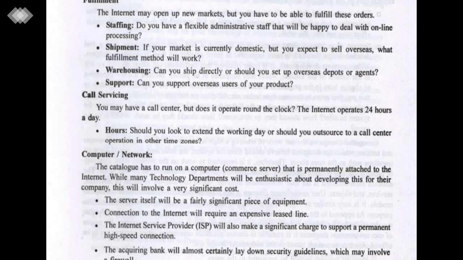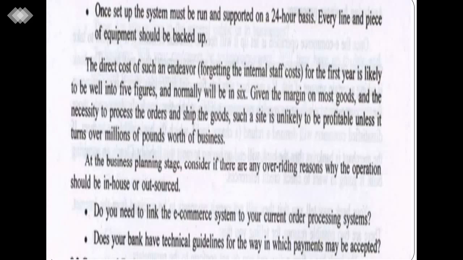Connections to the internet will require expensive leased lines. The ISP, that is the Internet Service Provider, will also make a significant charge to support a permanent high-speed connection. The acquiring bank will almost certainly lay down security guidelines, which may involve a firewall. Next, once set up, the system must be run and supported on a 24-hour basis.